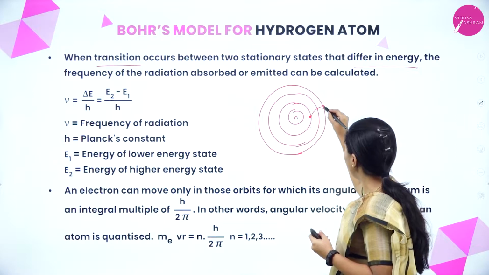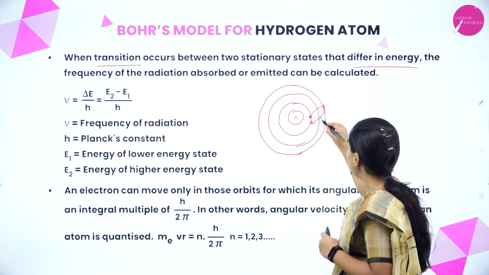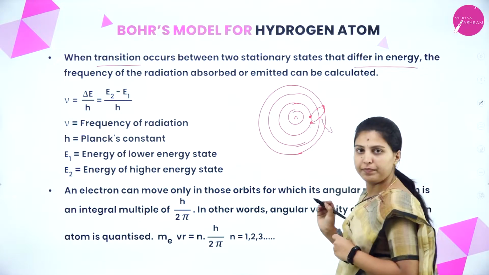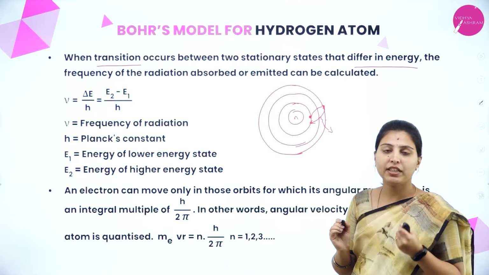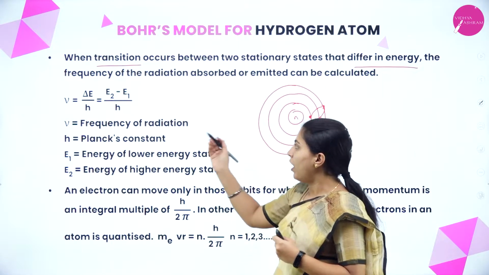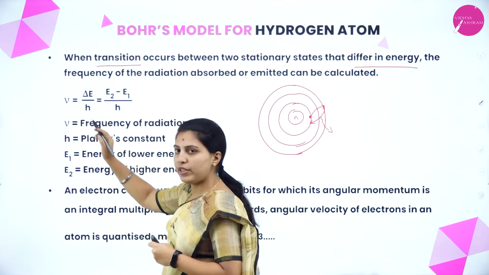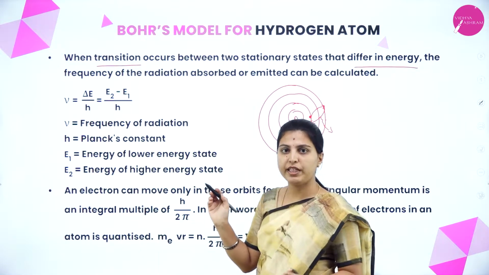So, it will move back to its original state. While moving back, it will emit some radiation. Those radiations will have a frequency, right? So, how the frequency is calculated, we are seeing now. This is the frequency of radiation that has been emitted.